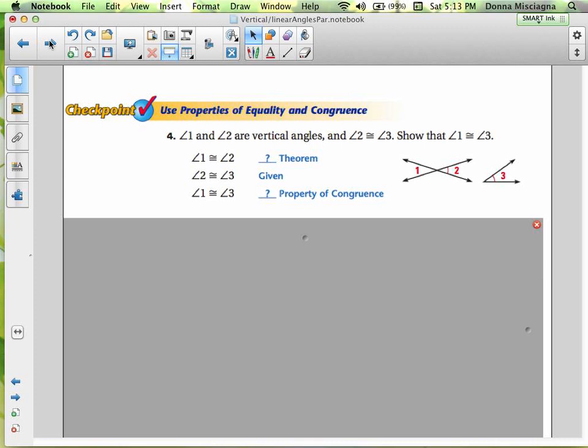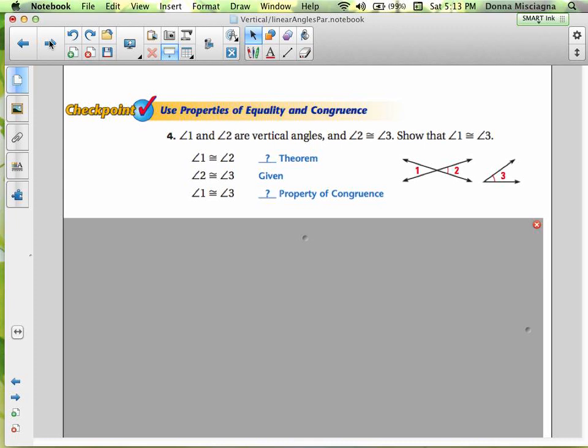So angle 1 and angle 2 are vertical angles. Angle 2 and angle 3, and angle 2 is congruent to angle 3. We want to show that angle 1 is congruent to angle 3, which means we have to prove it to be true. So now we're going to use what we know to complete our proof.